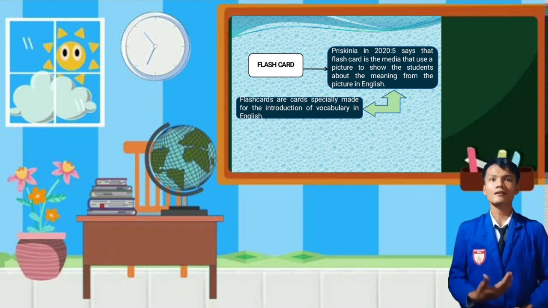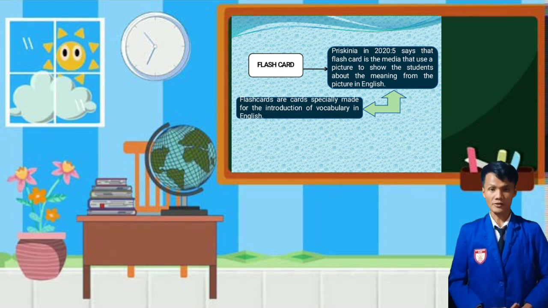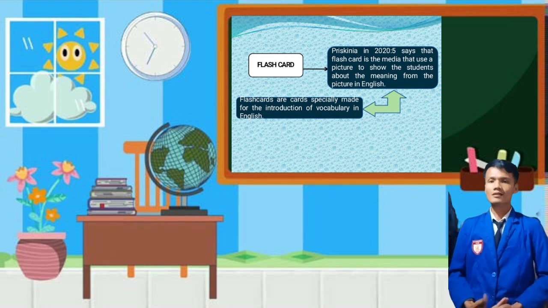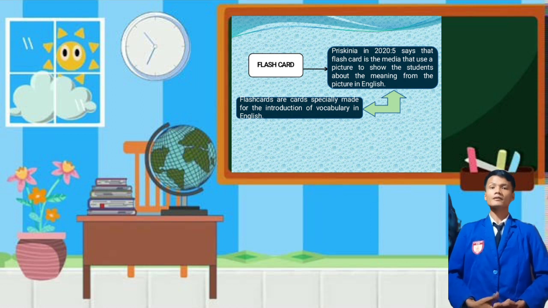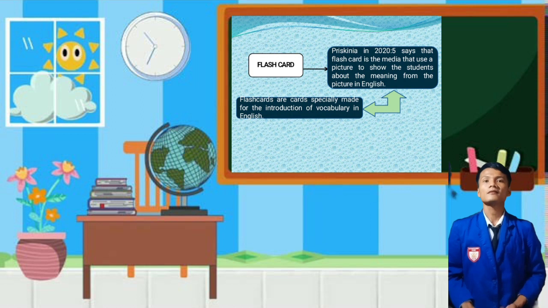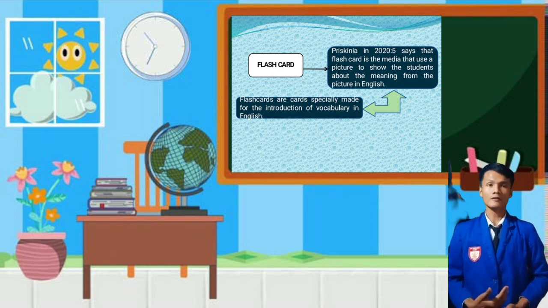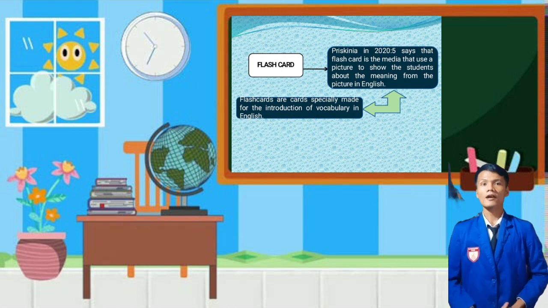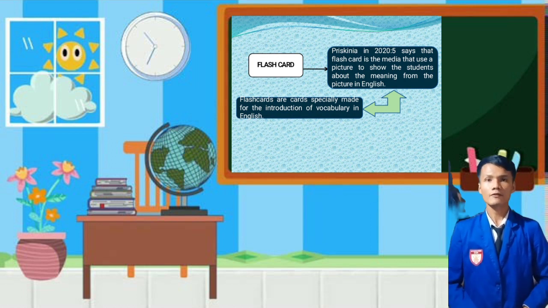The result of this research is that the current study has discussed some strategies to minimize the problem and enhance the students' vocabulary knowledge. According to Skinia in 2020, page 5, flashcard is a medium that uses a picture to show the students the meaning of the picture in English. We know that flashcards are appropriate for vocabulary learning for young learners because they are suitable for students who like pictures in the learning process. Flashcards can also help students remember new vocabulary in English more easily, so students do not get bored quickly in learning.